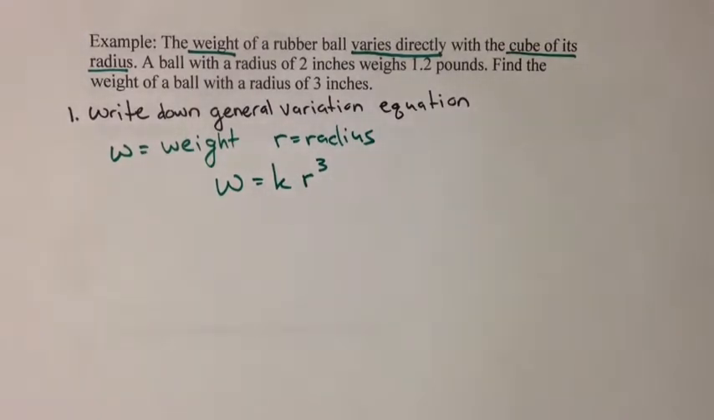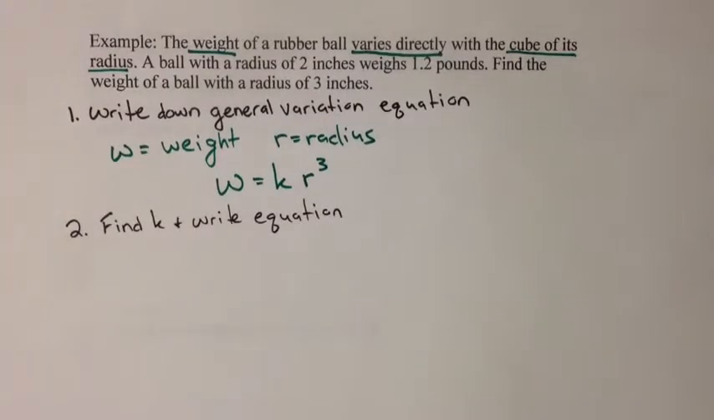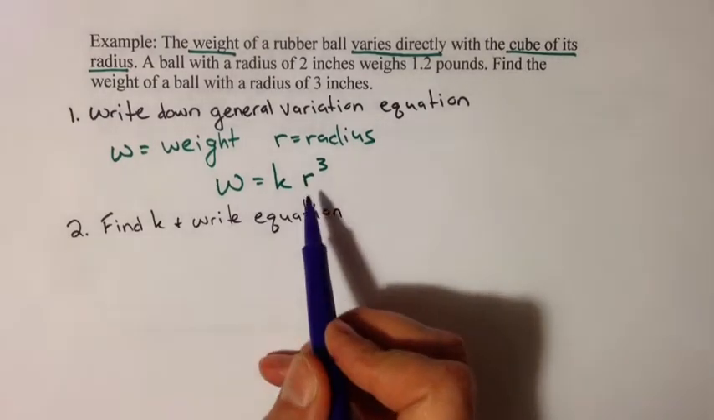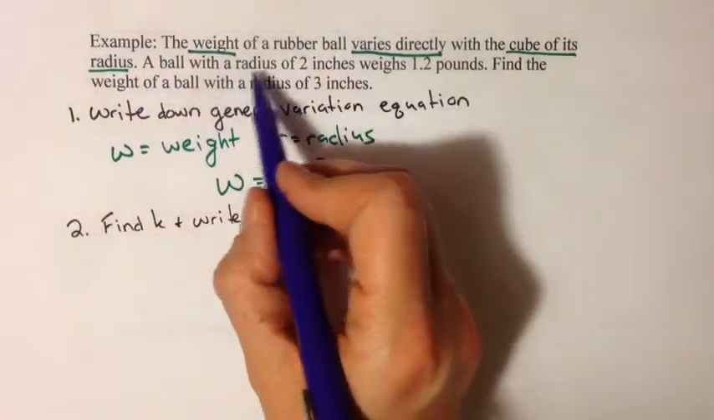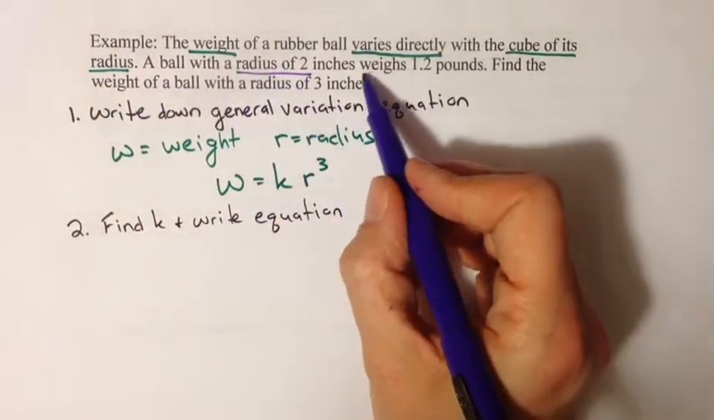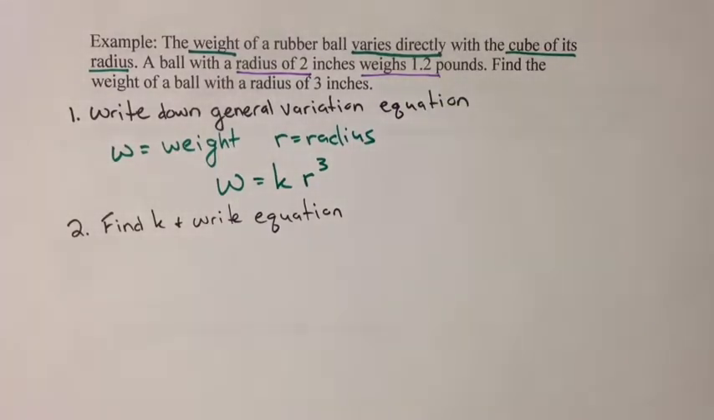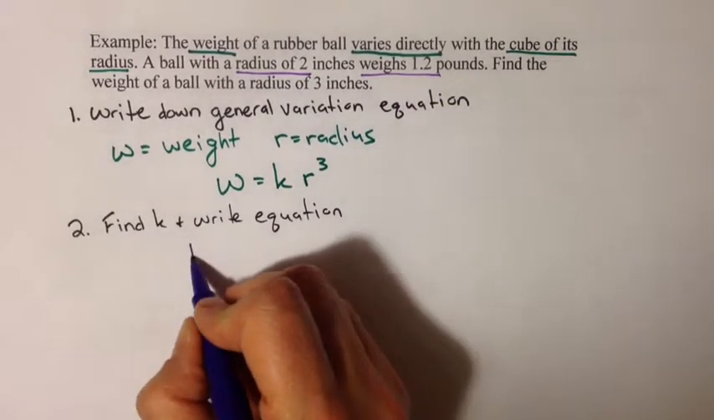Now that I've written down my general variation equation, my next step is to actually find that constant of variation and write down the specific variation equation. To do that, we just plug in the information that we've been given for W and R and solve for K. We know that a ball with a radius of 2 inches has a weight of 1.2 pounds. So I plug that information into my equation.